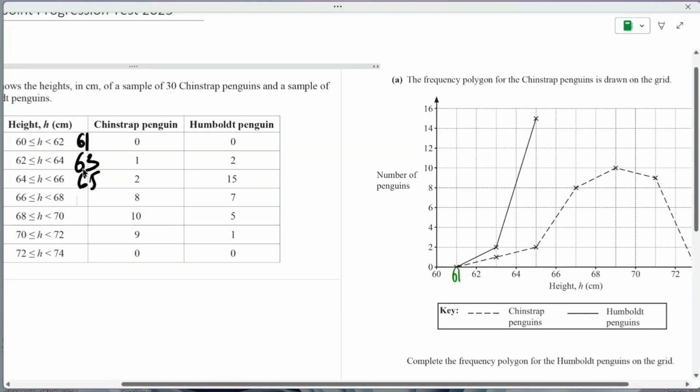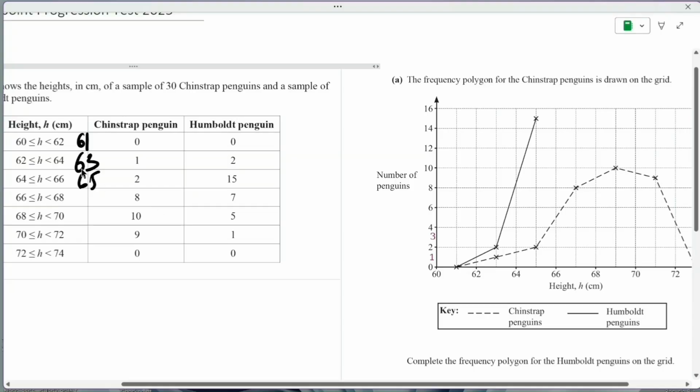Then the next is 63. 63 is in between 62 and 64. And there you have one Chinstrap penguin. The mark was made here. And if you look at the y-axis, where you have the number of penguins, you see that you have 0, 2, 4. In between 0 and 2, you have 1. It's like 0, 1, 2. And then in between 2 and 4, you have 3. 0, 1, 2, 3, 4. You have to understand the graph.